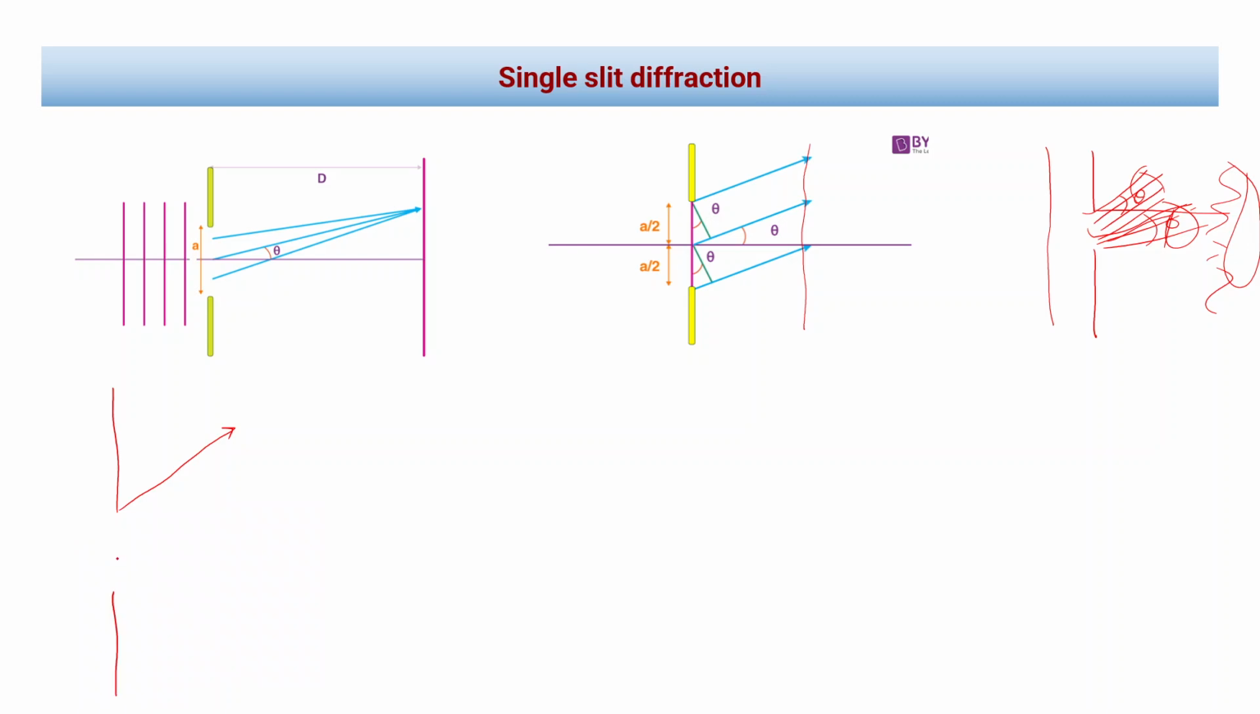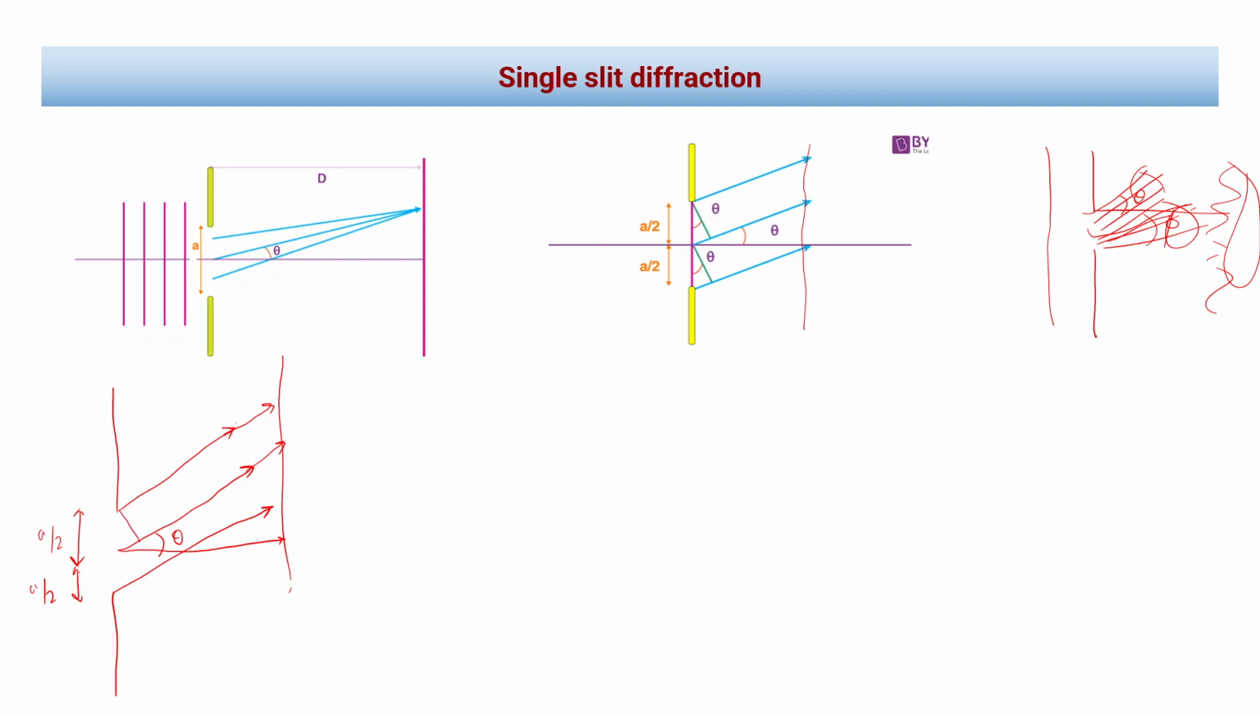I'm just making it wider so that we can see the figure clearly. Say if this is at A by 2 and is parallel, then at another A by 2 we have this parallel, and they all will reach the screen. What I'm saying is, if from the center this is deviating at angle theta and reaches the screen, this one going parallel will also reach the screen. Now I want to know what is the path difference between these two rays that I am considering.